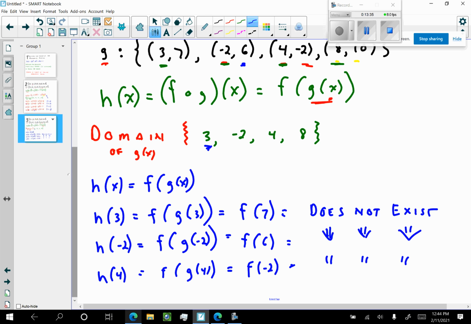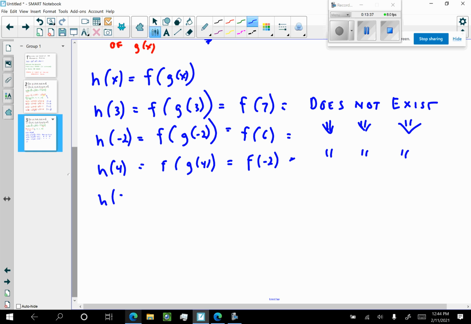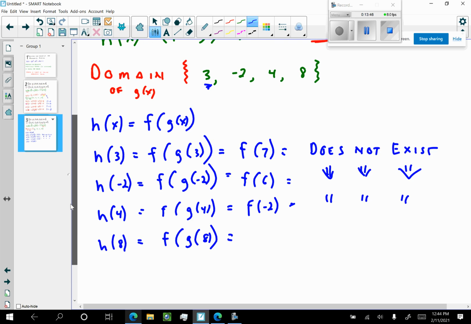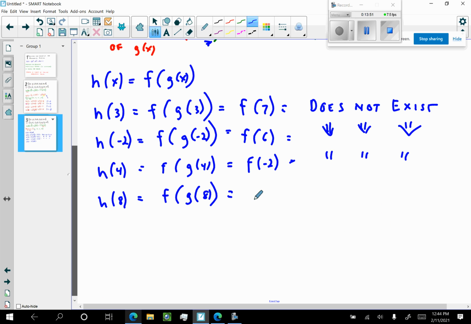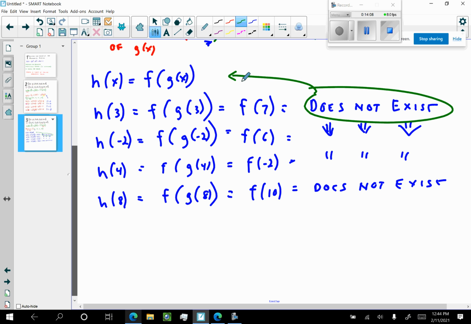And if you try h of 8, that's going to be f of g of 8. And g of 8 was 10. And you will see that f of 10 does not exist either. So this one here doesn't exist.